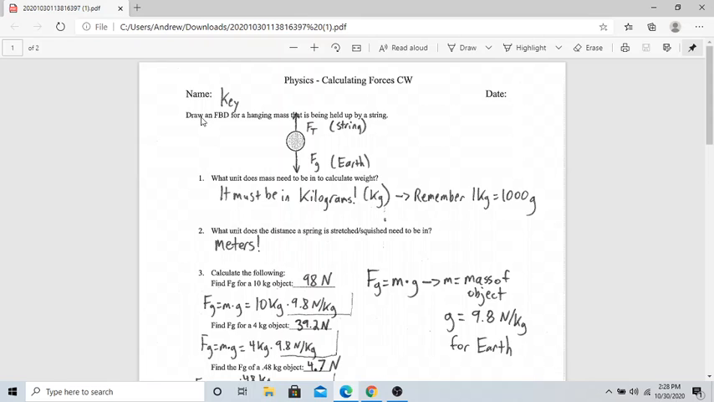In this case, if it's just being held up by a string, we're thinking about the forces that are pulling on it. Well, we know that it's got to be gravity, and we know that there's probably tension pulling up on the hanging mass, keeping it from falling. So there's going to be two forces: gravity pulling down and tension going up.